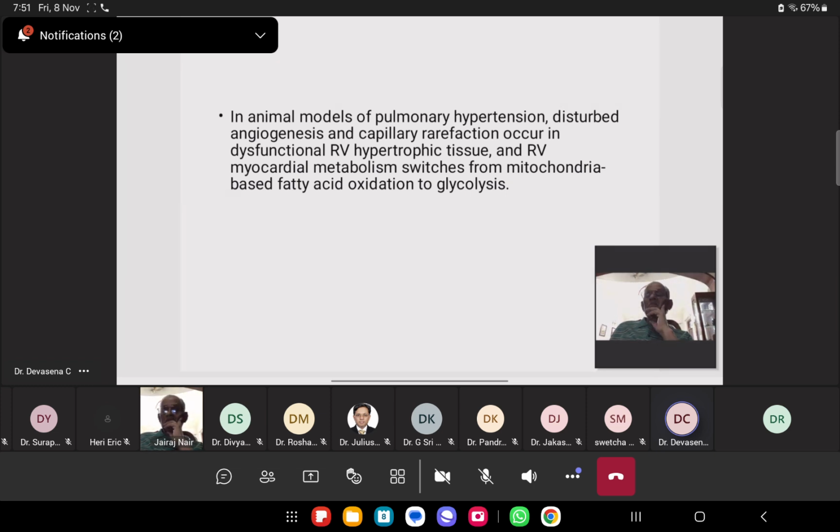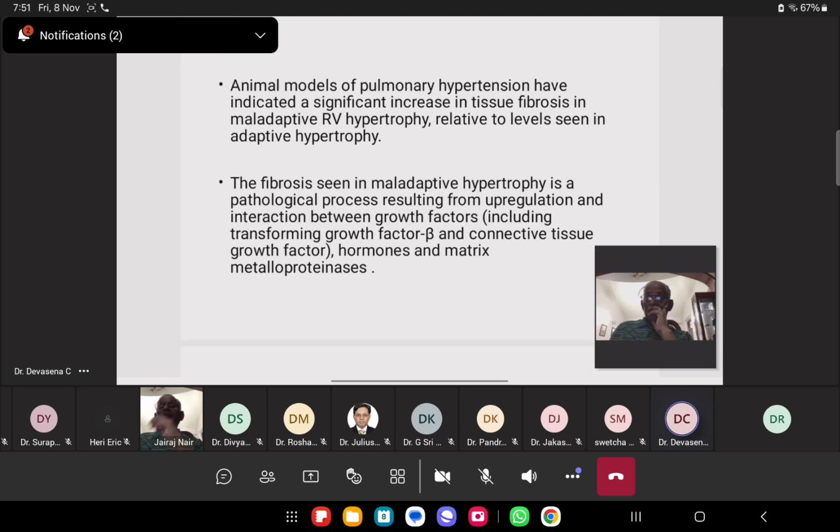In animal models of pulmonary hypertension, disturbed angiogenesis and capillary rarefaction occur in dysfunctional RV hypertrophic tissue, and RV myocardial metabolism switches from mitochondria-based fatty acid oxidation to glycolysis. Animal models of pulmonary hypertension have indicated a significant increase in tissue fibrosis in maladaptive RV hypertrophy relative to the levels seen in adaptive hypertrophy. The fibrosis seen is a pathological process resulting from upregulation and interaction between growth factors, including transforming growth factor beta and connective tissue growth factor, hormones, and matrix metalloproteinases.